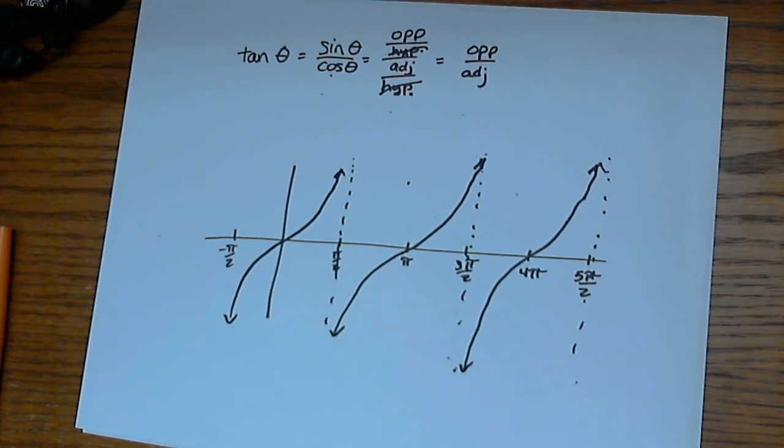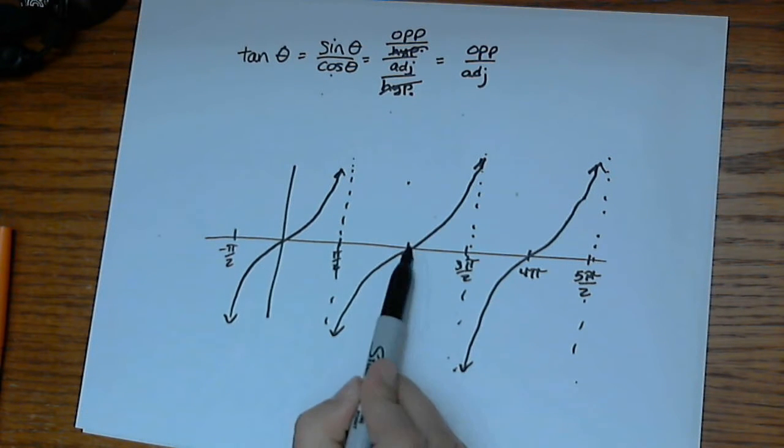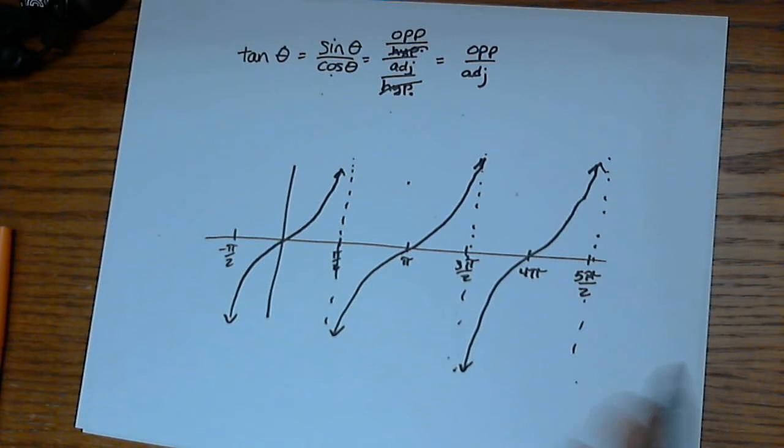So we get that very, very different shape. It still is repeating itself. Absolutely, we can see that it repeats itself here and here and here. But it doesn't have that same smooth up and down shape that the sine and cosine had.